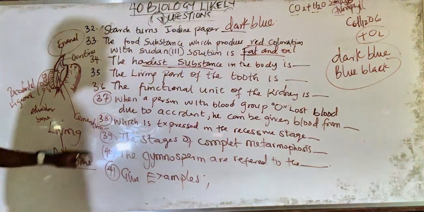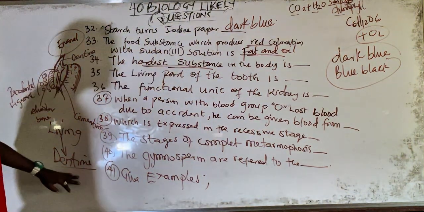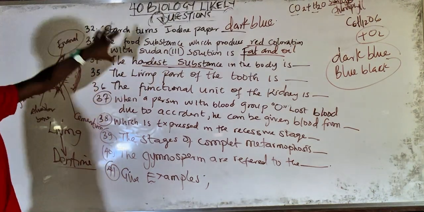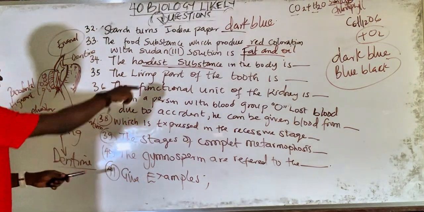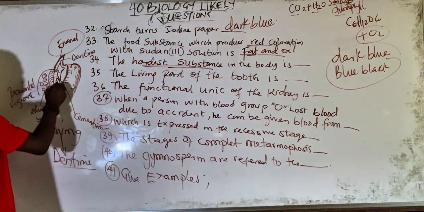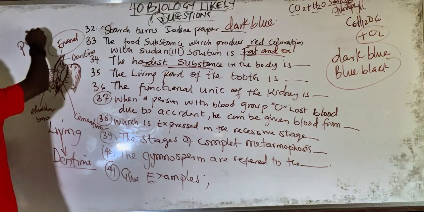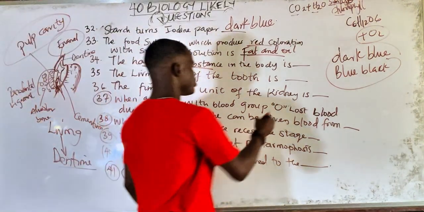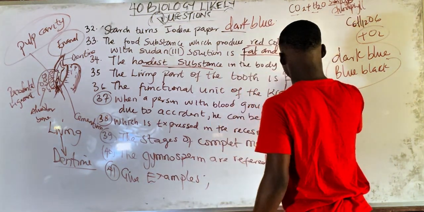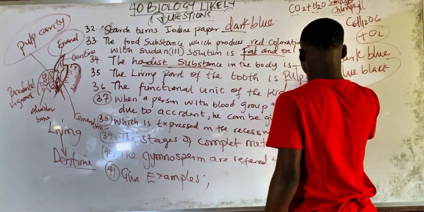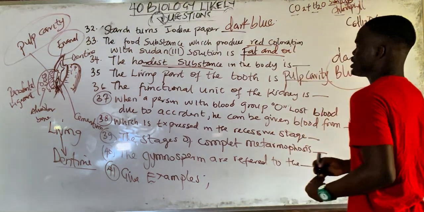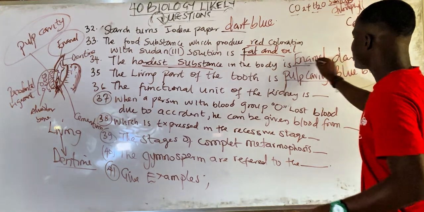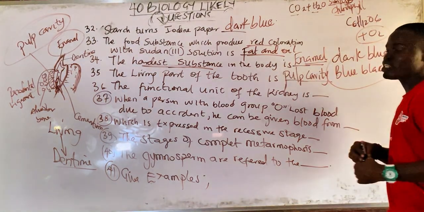So please, if it is hardest living substance, you choose the dentin. If it is hardest non-living substance, it is enamel. If I ask you, okay, good, the living part of the tooth, this part here, is the what? It is the pulp cavity. Pulp cavity is the living part of the tooth, okay? Alright, so the answer to this question is enamel. That is the hardest non-living part of the body.